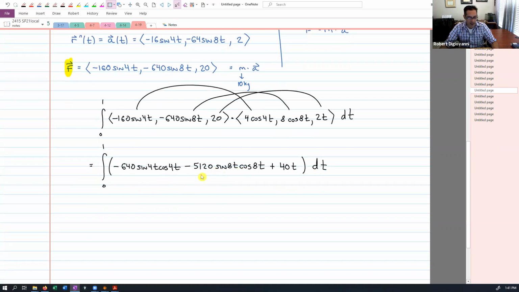That might look like a bad thing, but before I integrate, I'm going to make it a little easier. You could just do basic u-substitution here, but I'm going to do something a little different. I'm going to take half of that, which is 320, and rewrite this as negative 320 times 2 sine 4t cosine 4t. I'm doing that because 2 sine 4t cosine 4t turns into what? It's a double angle formula from pre-calc.